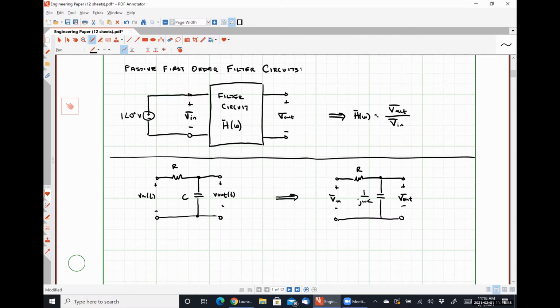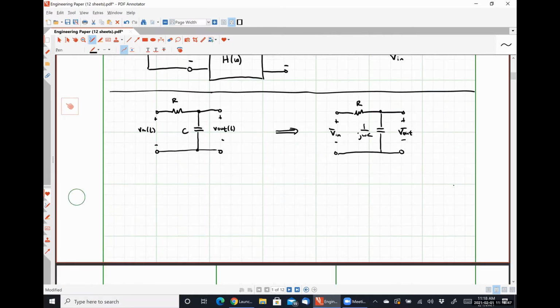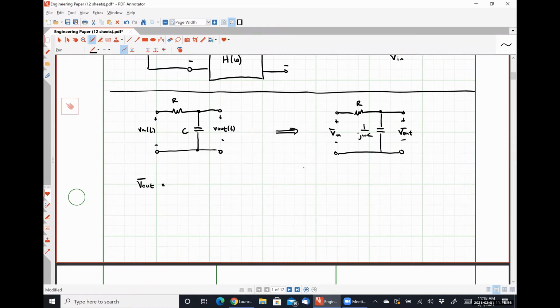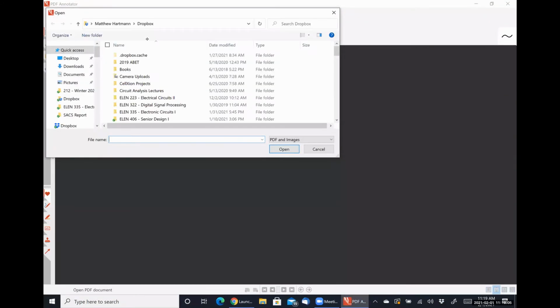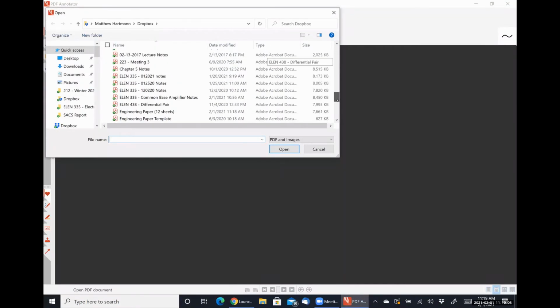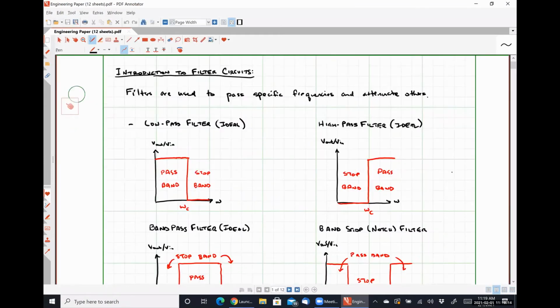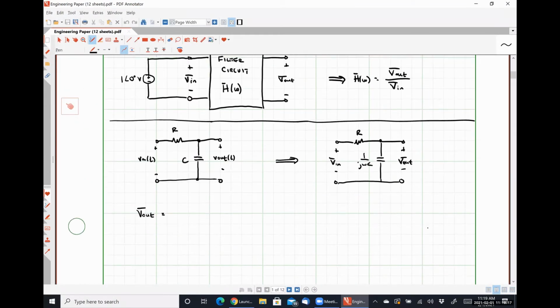So V out is simply going to be, hold on just one second. This has happened before. I need to reopen. Okay. Sorry, that little thing was just going to keep popping up over and over again and frustrating me.